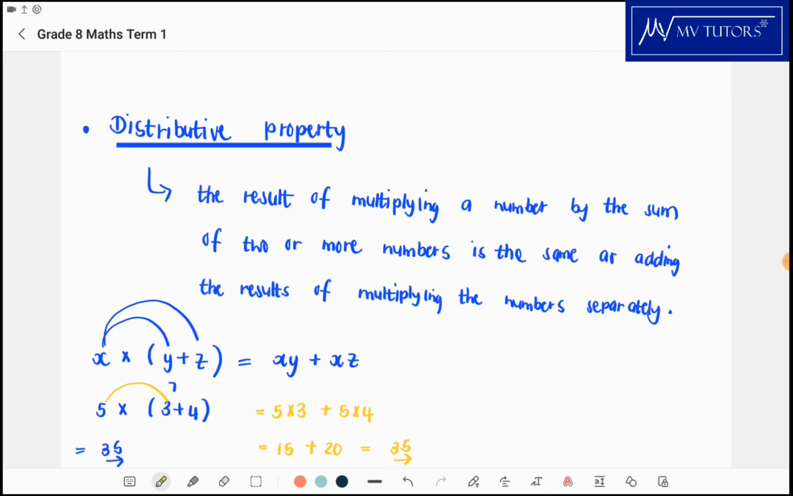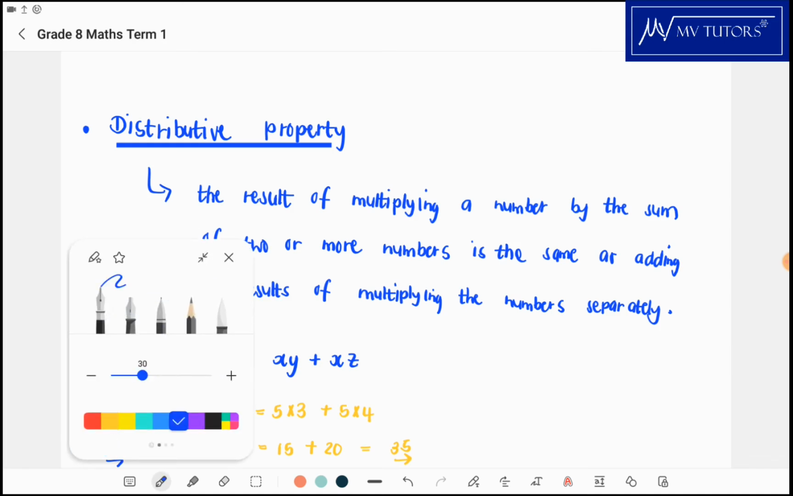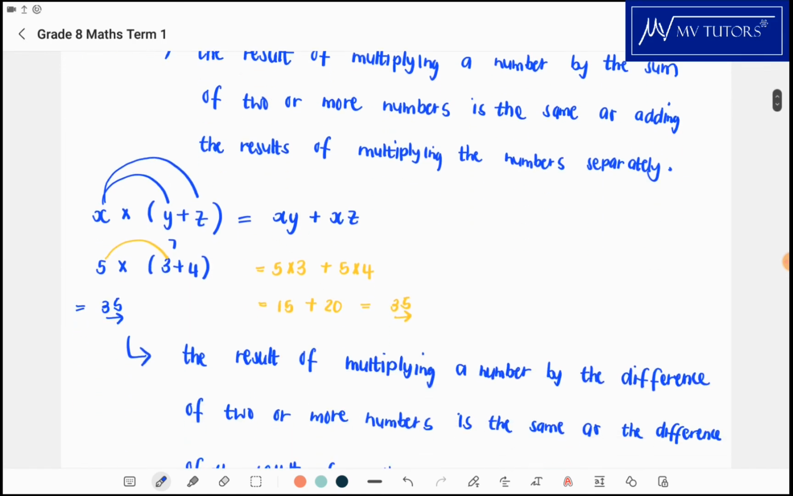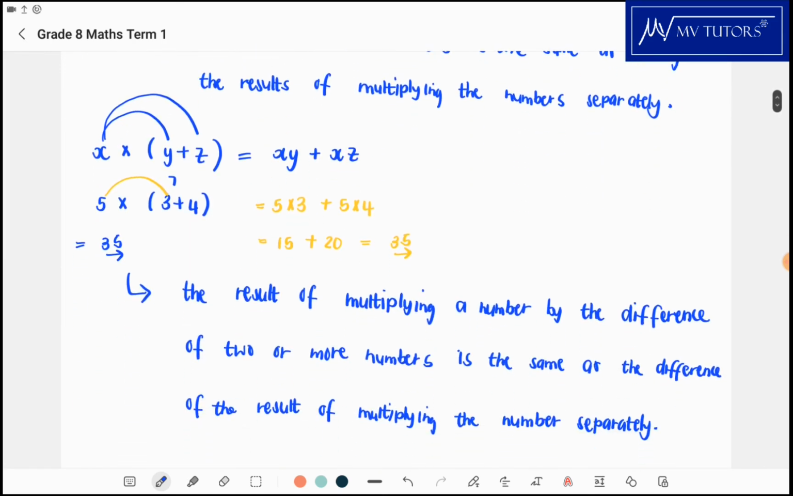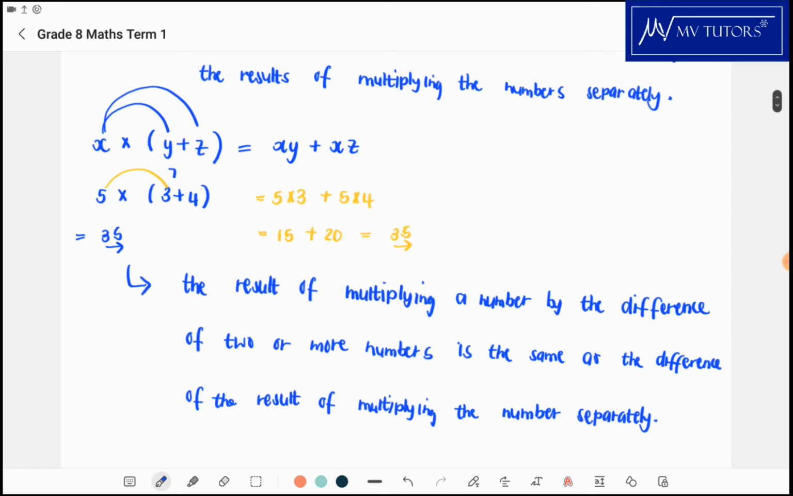So yeah, this is the distributive property. This is the first part of the distributive property. Now let's look at the other portion of the distributive property. It says the result of multiplying a number by the difference of two or more numbers is the same as the difference of the result of multiplying the numbers separately.